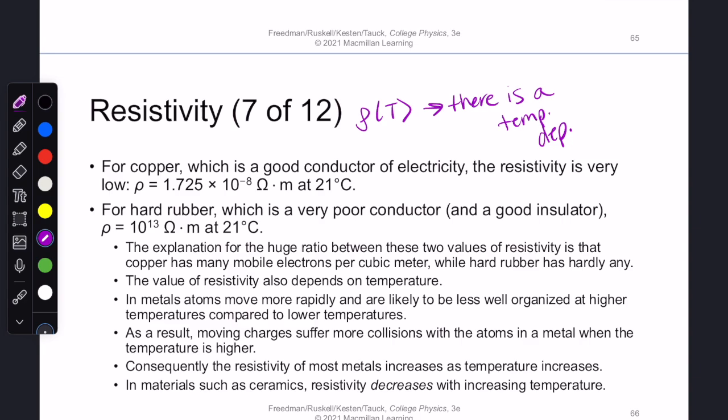So let's look at some typical values. For copper, which is a conductor, meaning it conducts electrons very easily, it should have a low resistivity, and it certainly does. Rubber is not a good conductor. It's an insulator. It does not like electrons penetrating its material. So it's going to have a very high resistivity, and certainly it does. It's 10 to the 13.